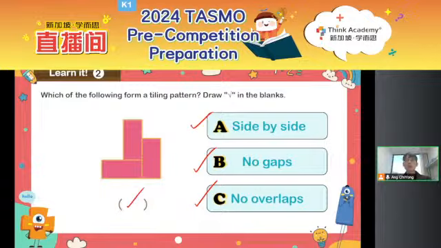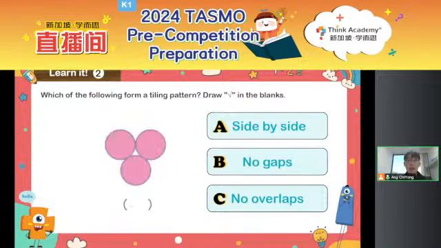Take note. To make a tiling pattern, it needs to be side by side. There must be no gaps and no overlaps in between the shapes. Now, here is another example. Instead of rectangles, we have circles. Now, what's the question? Are they a tiling pattern? Let's take a look. Are they side by side? Yes, they are.